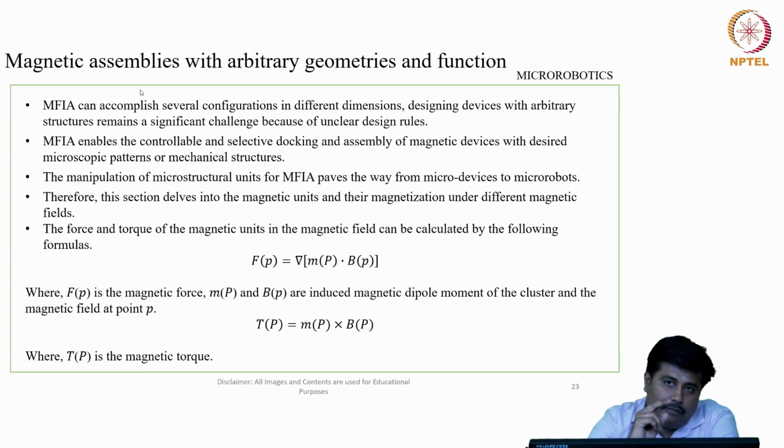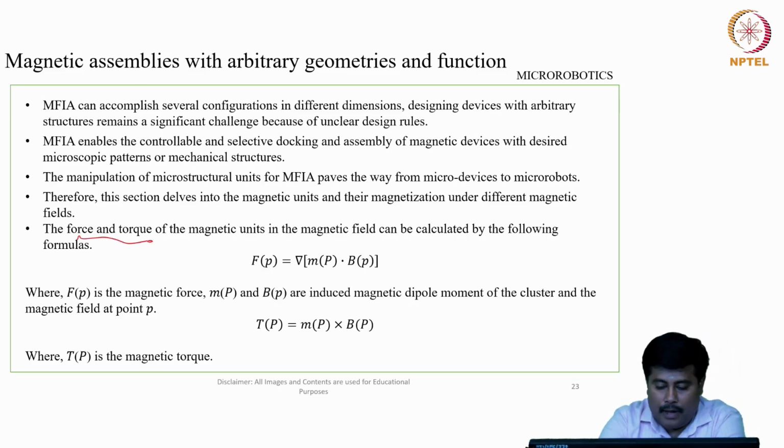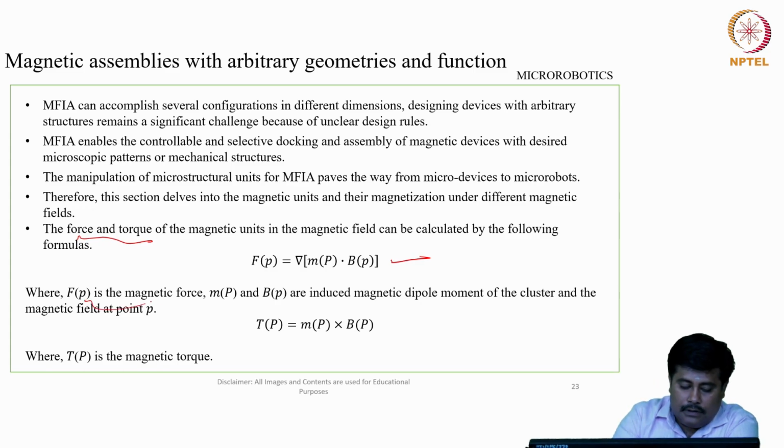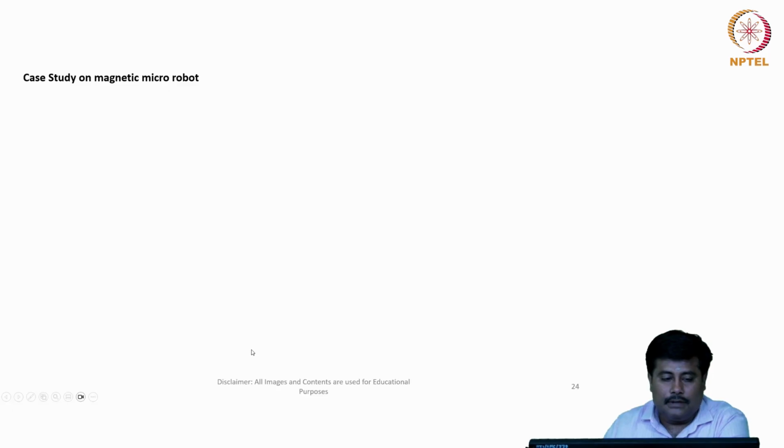Therefore, this section delves into the magnetic unit and its magnetization under different magnetic fields. Some of the key parameters involved in these systems are the force and torque of the magnetic unit in the magnetic field, which can be calculated by this particular equation, which involves the magnetic force. MP and BP are the induced magnetic dipole moment of the cluster and the magnetic field at point P. The torque is represented as TP equals MP cross BP, which narrows down to the magnetic torque.